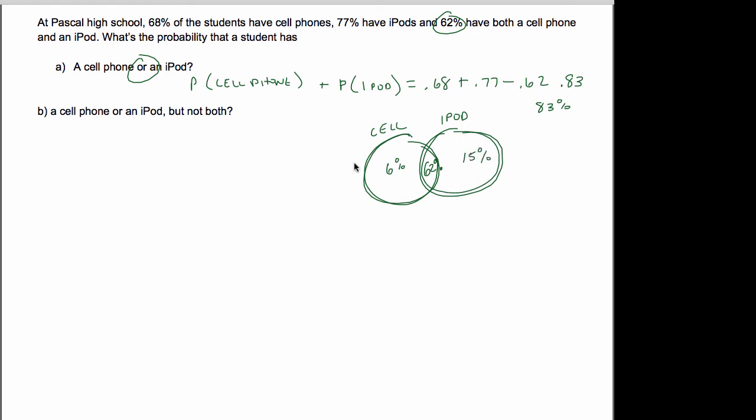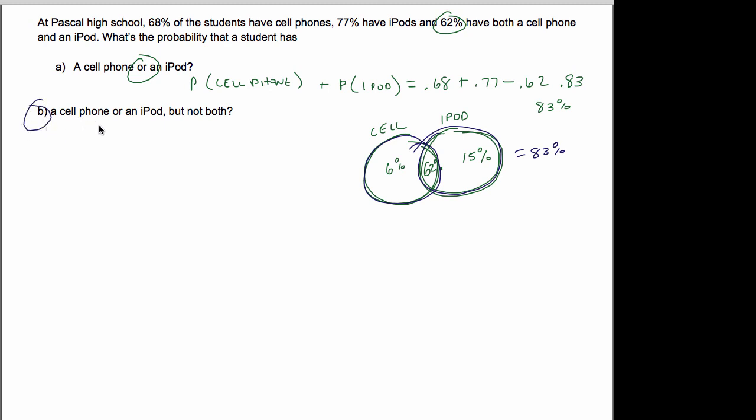Well, what does that mean? Well, they share 62%. So these people have a cell phone, but they also have an iPod. So the percent of people that own a cell phone is 68%, both of those numbers. The percent of people that own an iPod is 62 plus 15, which is 77. But 62% of them just happen to own both. And so the sum of what we're actually talking about here is 6 plus 62 plus 15, which is 83% of everybody. But you take out that middle shared portion because you can't count those people twice.